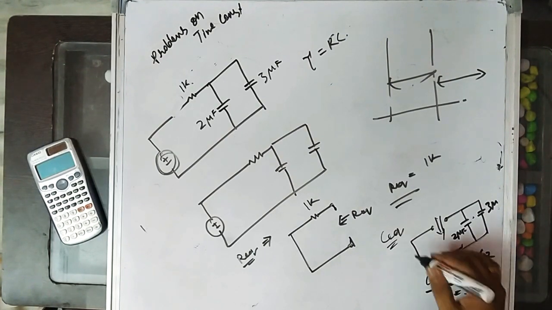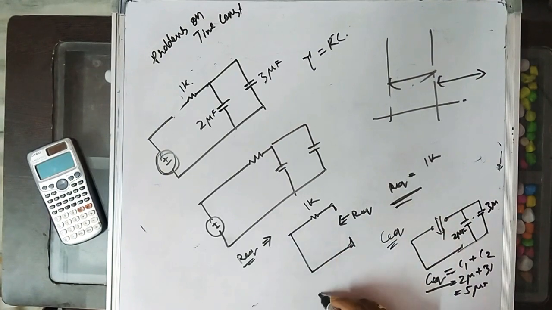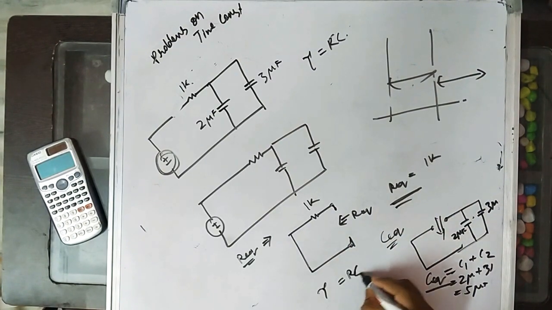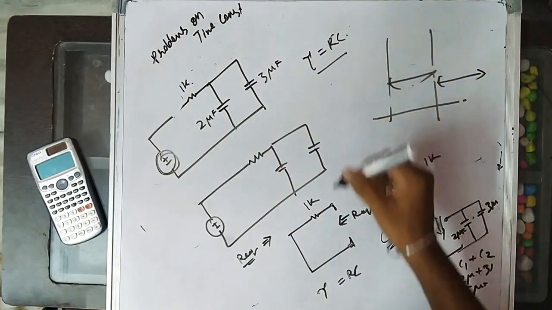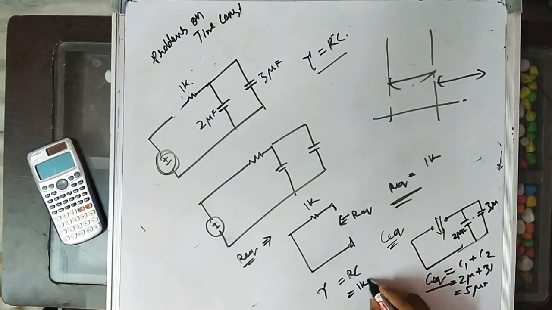Now you have C equivalent and R equivalent. The time constant tau is equal to RC. You substitute both: 1K into 5 into 10 power minus 6. By calculating this value, you will get the time constant as 5 milliseconds.